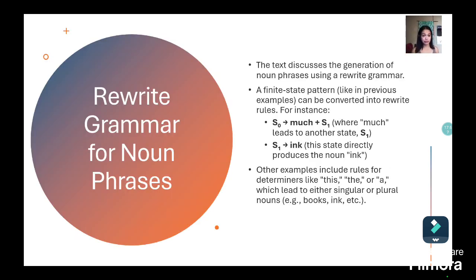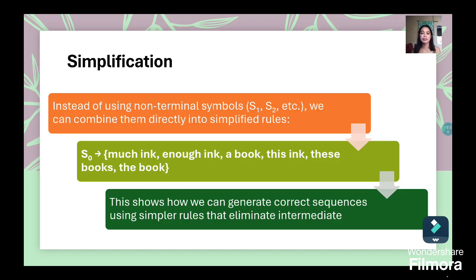Now let's proceed to rewrite grammar for noun phrase. The text discussed the generation of noun phrases using a rewrite grammar. A finite state pattern, like in the previous example, can be converted into rewrite rules. For instance, S0 can be written as much, which leads to another state, S1. S1 goes to ink, which directly produces the noun ink. Other examples include rules for determiners like this, the, or which lead to either singular or plural nouns. Examples: books, inks, etc. So, simplification. Instead of using non-terminal symbols S1, S2, etc., we can combine them directly into simplified rules. So S goes to much ink, enough ink, a book, this ink, these books, the books. This shows how we can generate correct sequences using simpler rules that eliminate intermediate states.